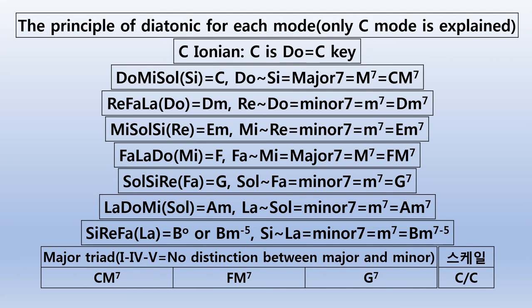The main triads of C Ionian are C major 7, F major 7, and G7, and the scale is the C/E flat scale. In this mode, 1, 4, and 5 do not distinguish between major and minor chords.